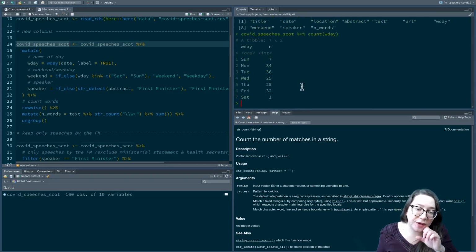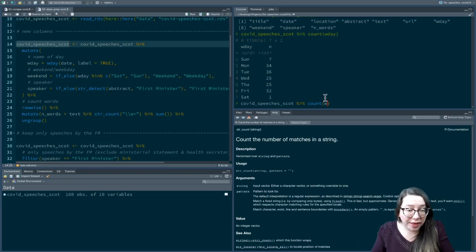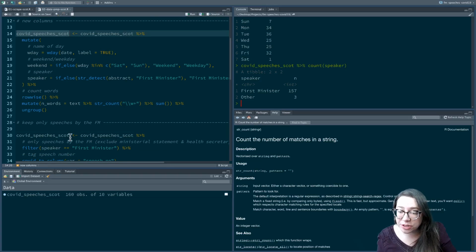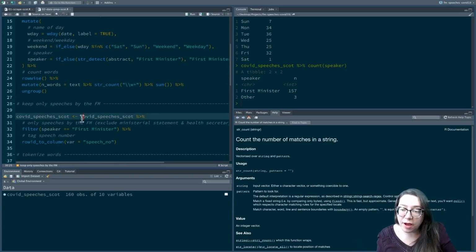So we can see, for example, that there was one Saturday speech only, and then 7 Sunday speeches, but many of the others are during the week. We can take a look to see, in terms of the speaker, 157 of these 160 were given by the First Minister, and the others are just 3 of them. So what we're going to do is remove any of the speeches that are not given by the First Minister.